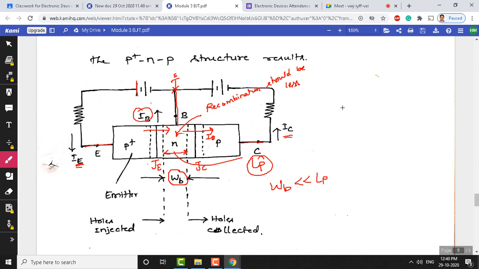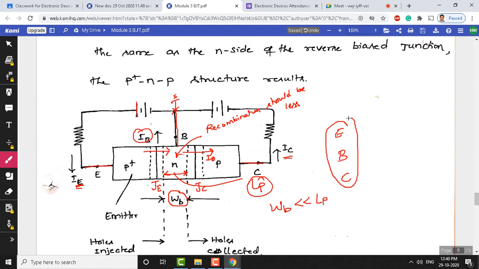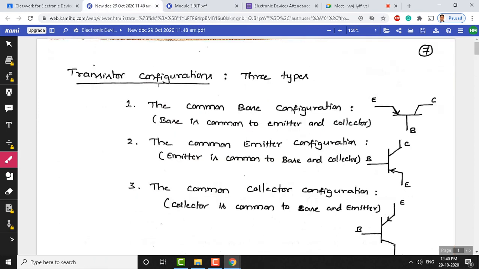Having 3 terminals, emitter, base and collector, how many configurations can you connect here? Obviously, you can make 3 different configurations. Each time, you are going to make one terminal common between input and output. So there are 3 configurations because of 3 terminals. Let us see the 3 different configurations.